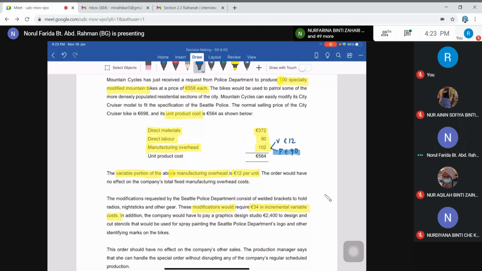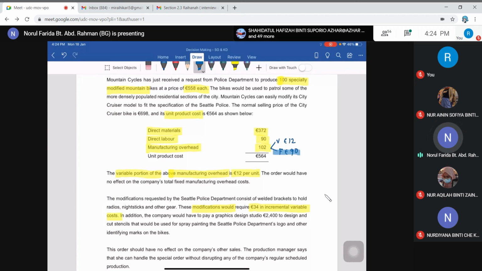Okay, that 90 you still have to pay whether you do this special order or not. Alright, so it is an irrelevant cost. Okay, so the fixed manufacturing overhead here is irrelevant, because whether you accept this special order or you reject this special order, that 90 euro you still have to pay. Macam tu. Okay, so it is irrelevant. If it is irrelevant, you don't include it in the calculation. Okay. So that 90 euro is not included.